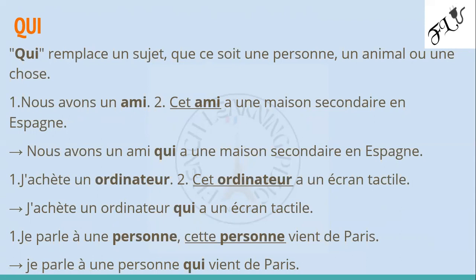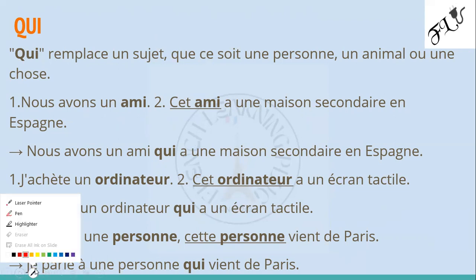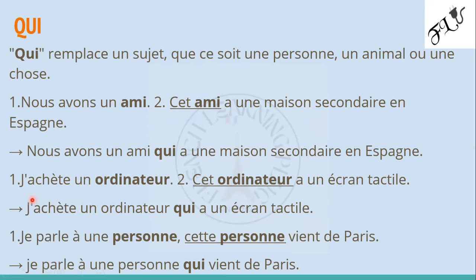What I'm going to do is bring 2 simple sentences, try to explain, and then we'll form a complex sentence. All right, let's go. The first one: nous avons un ami. Cet ami a une maison secondaire en Espagne. Nous avons un ami, so we have ami in that sentence. Cet ami a une maison secondaire en Espagne, so we have ami again in that sentence. So now, what is the work of the relative pronoun?